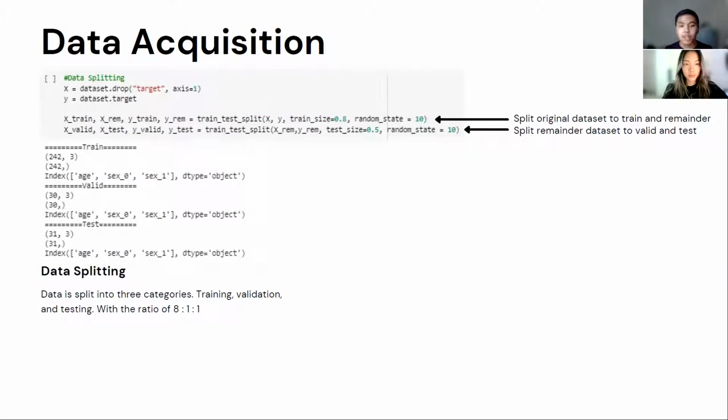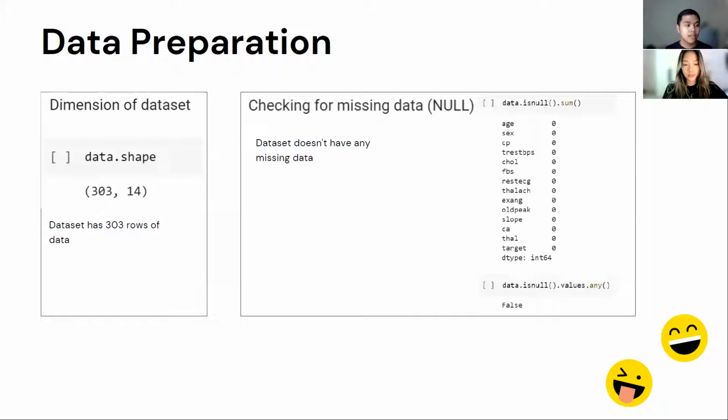Next, we finally split the data into three parts, which is training, validation, and testing, with the ratio of 8, 1, and 1. Okay, next slide. Now for data preparation, we will see the features of our dataset. We can see that in our dataset, we have 303 rows of data, while we don't have any missing values for our dataset. So it is clean and ready for the next step, which is exploratory data analysis, or EDA.